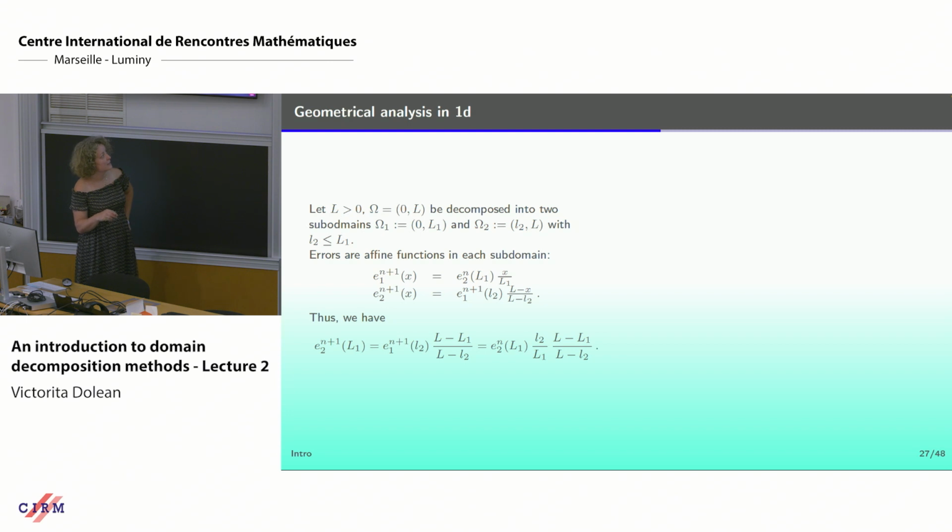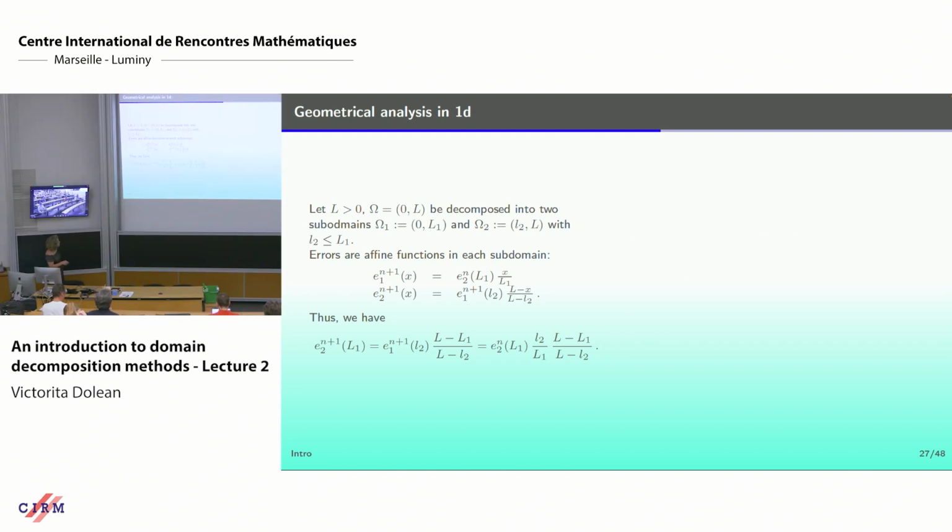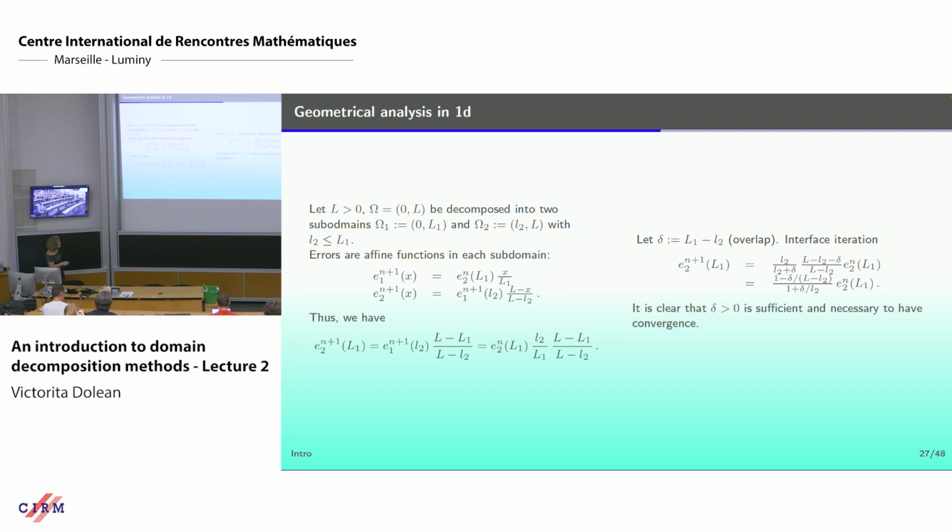Now for the second domain, it's just L minus x, over L minus L2. So you can see here that if x equals L, this is 0. And if x is equal to L2, it will verify the boundary condition, okay? So here you can iterate then. You can iterate in L1, and then you can iterate in L2.